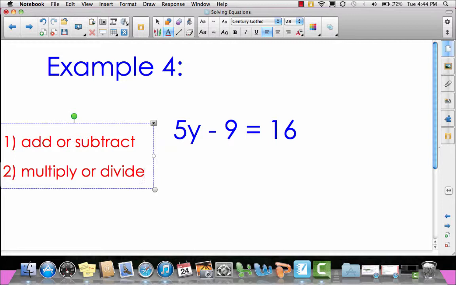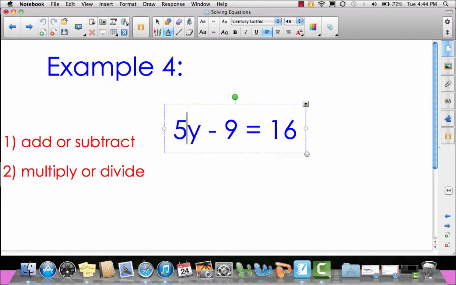So if I look at my example here, knowing that I need to get this letter y by itself, I need to eliminate both the 5 and the negative 9. The 5 is being multiplied to the y, the 9 is being subtracted from it. So in order to get rid of the 5, I'm going to have to use division because that's the opposite of multiplication. In order to eliminate the 9, I'm going to have to add because that's the opposite of subtraction.